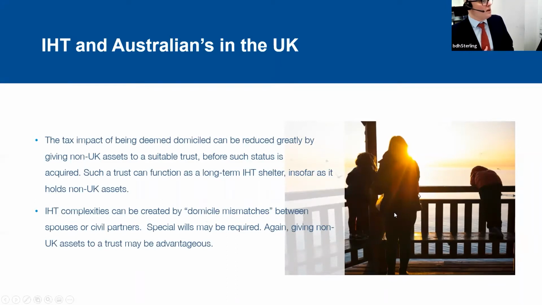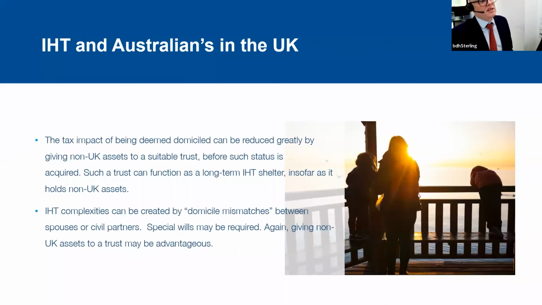So are there any other things to look at, or any remedies to this, particularly for those who are considering moving from Australia to the UK, or are in the UK already from Australia, and staying in the UK for the long term? So the tax impact of being deemed domiciled can be reduced greatly by giving non-UK assets to a suitable trust, which I'm going to cover in a second. Such a trust can function as a long-term IHT shelter.